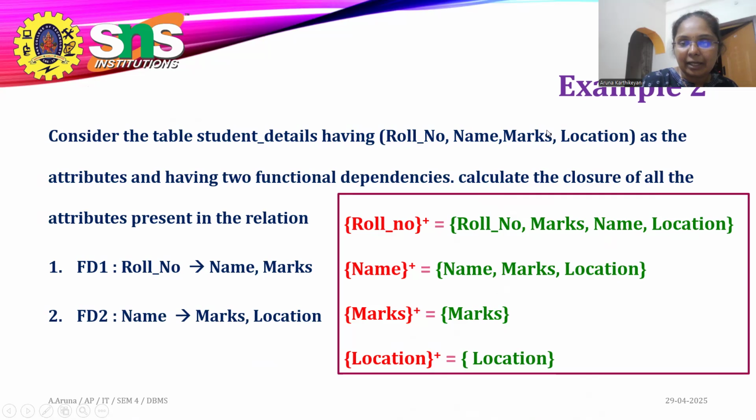What is my third attribute? Marks. So through marks, I put it over here. Is there any functional dependency that depends on marks? No. So marks alone can identify only marks. The next attribute is location. If I take the closure for this location, none of the functional dependencies has location on the left side. So by using location, I can identify only the location. So this is how we can calculate the closure sets.